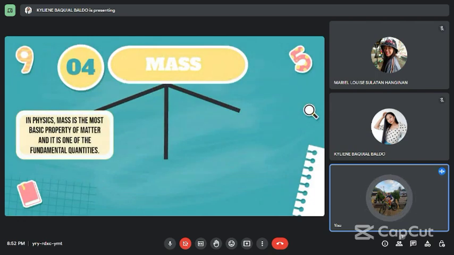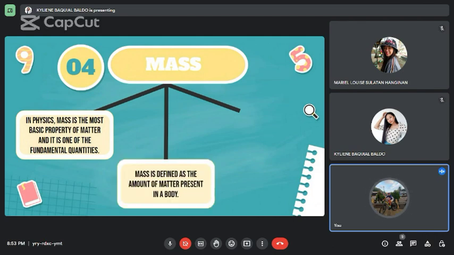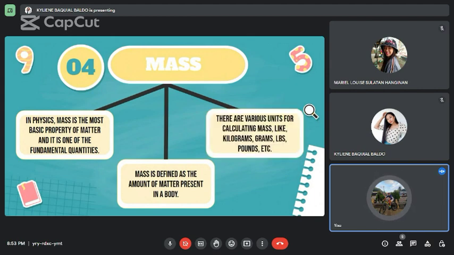In physics, mass is the most basic property of matter and it is one of the fundamental quantities. Mass is defined as the amount of matter represented in a body. There are various units for calculating mass like kilogram, grams, lbs, and pounds, and so on.